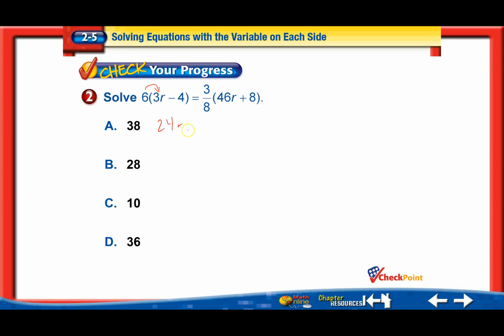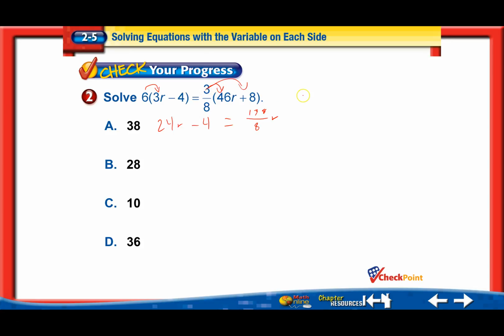24r minus 4. And then on this side, 3 times 46. Here's where it gets complicated. So 3/8 times 46. So 3 times 46 is 138 over, and then we'll keep the 8r. So we'll come back to that.